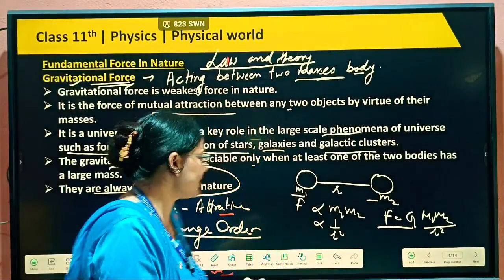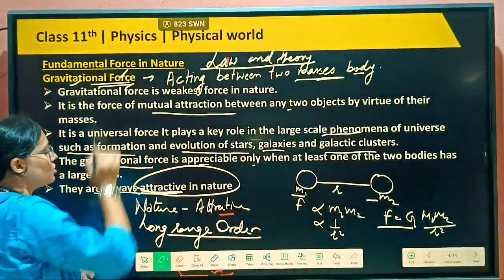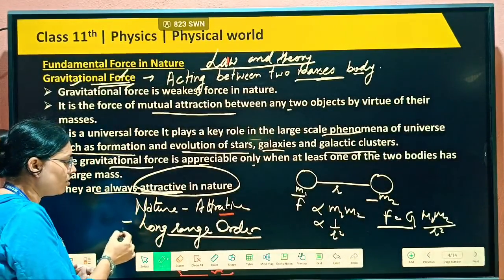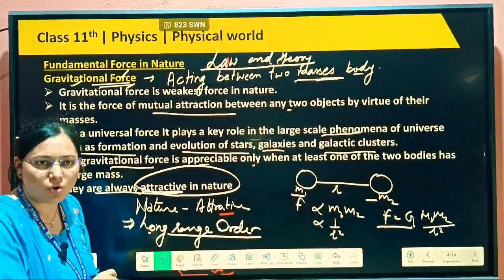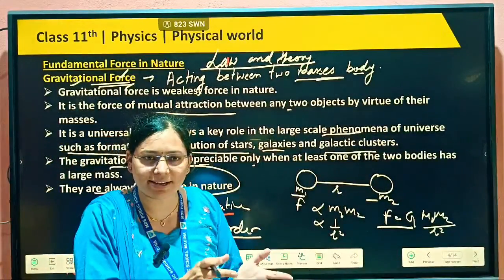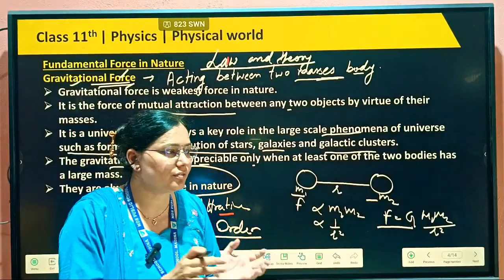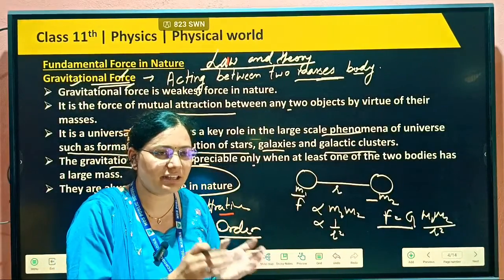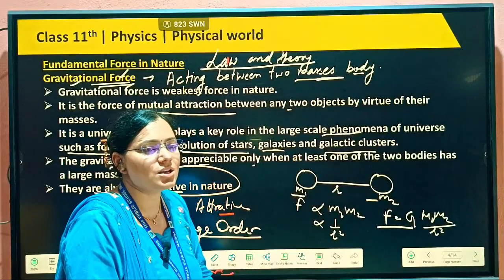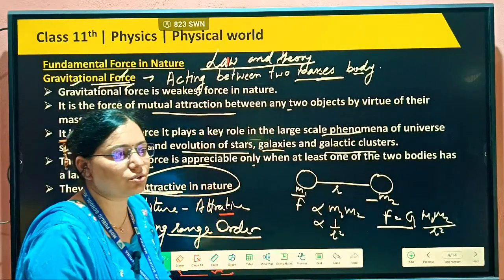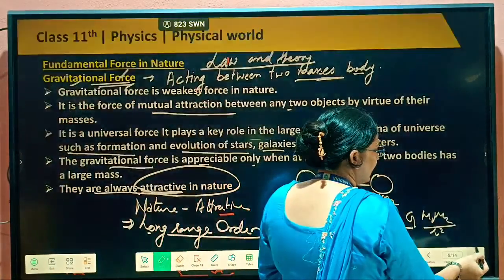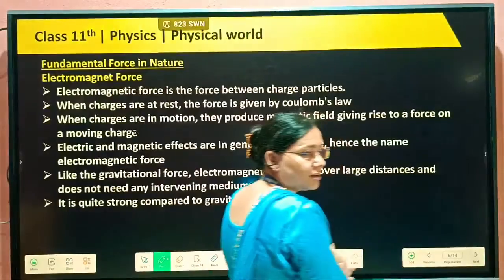Okay, so we can say this gravitational force is acting for a large distance. That's why we are calling it long range order. Each force is divided into short range or long range. Forces which are acting, attractive or repulsive in nature, for a small distance, we will call short range order. Those forces which are acting for a large distance, we will call long range order.